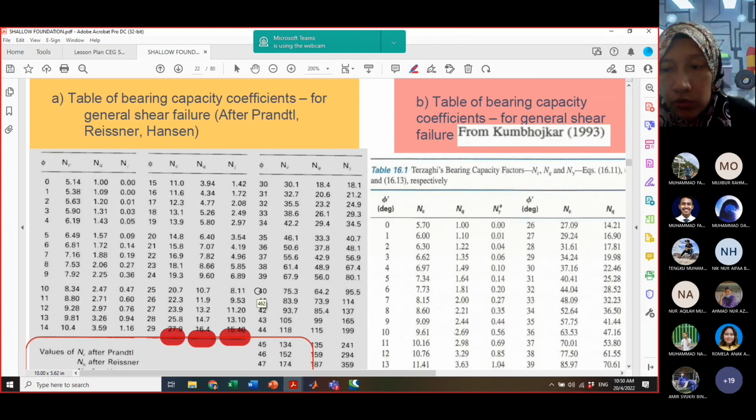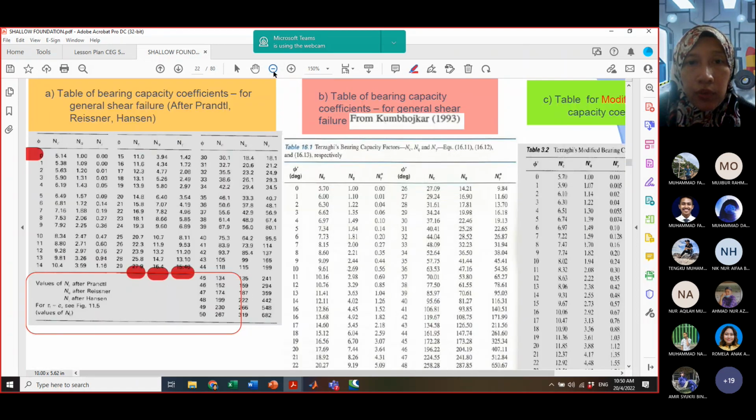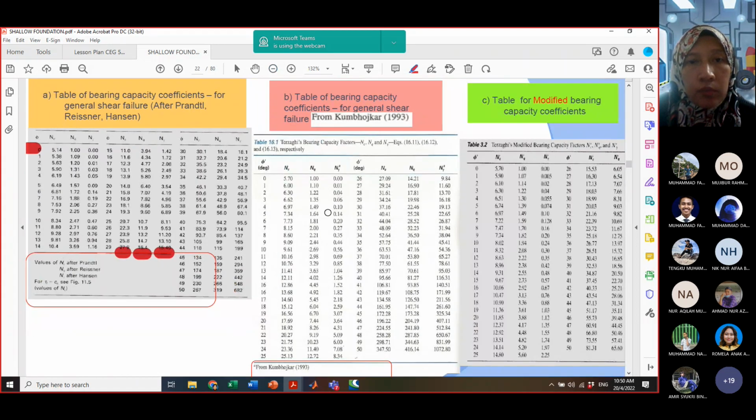Kalau kata your strip footing is laid on clay, so kalau dia berada atas clay, so dia tak ada masalah apa. Sebab kita tahu clay, kalau kita ambil yang pure clay ni, the phi is equal to 0. So kita nak ambil NC berapa? 5.14, NQ is 1 and gamma is 0. So that's how you can get the factors of the bearing capacity.